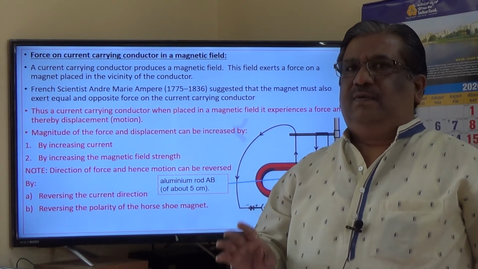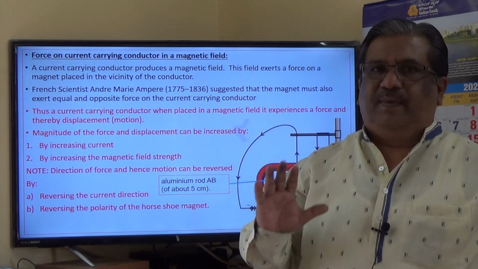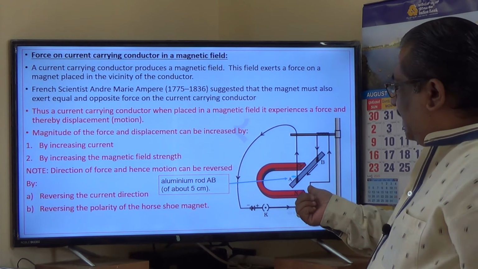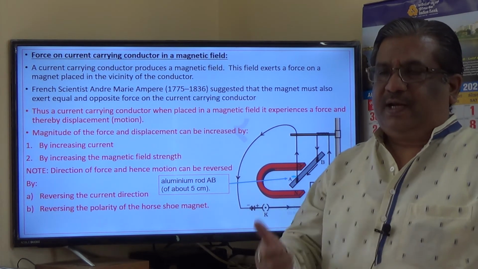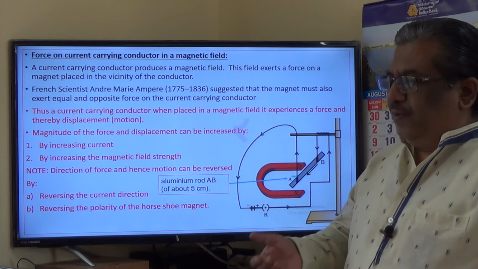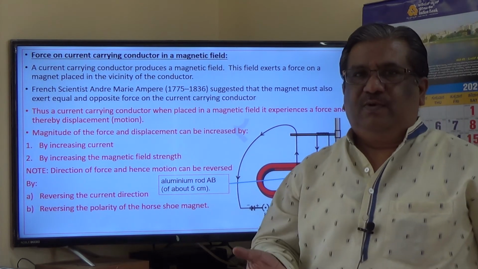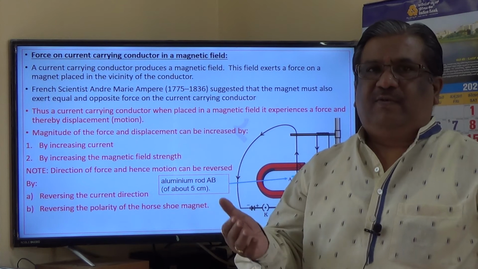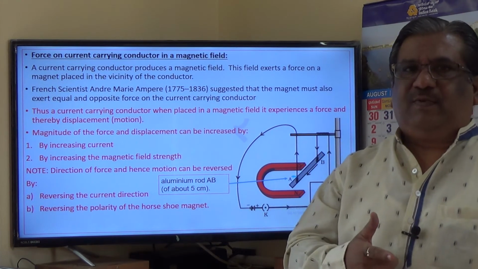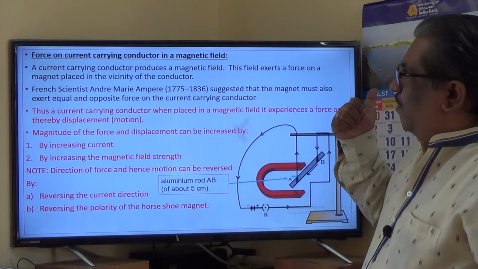Dear students, we'll have a look at one video clipping where this experiment has been performed practically. A current carrying conductor, when placed in a magnetic field, gets displaced. We'll see that video, and then we'll go to the motor part: what is a motor, and how the DC motor functions. Okay, first let us watch one video on this experiment.